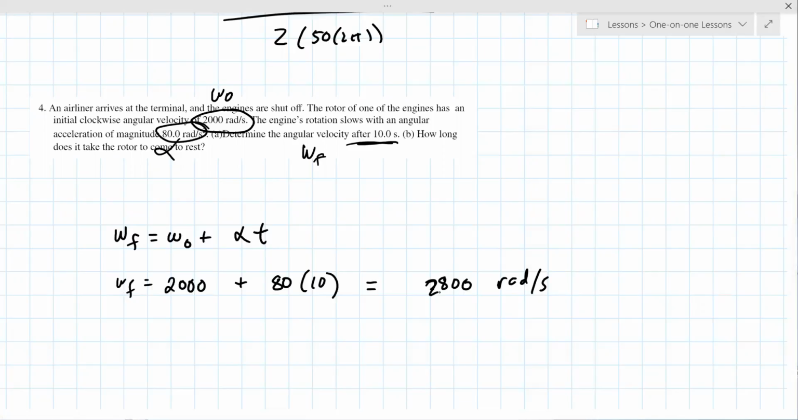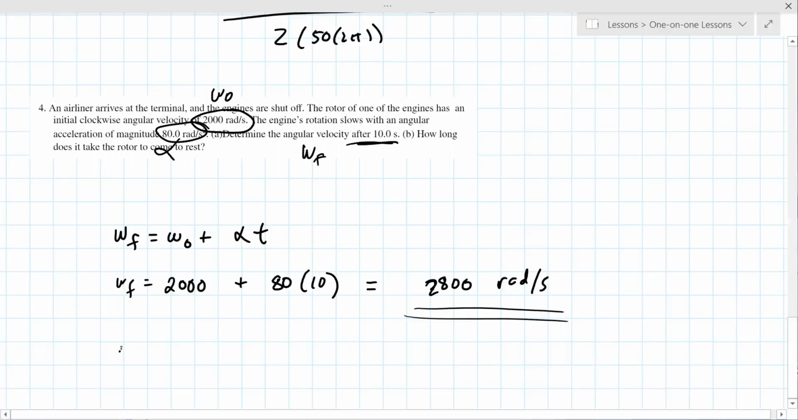Okay, then how long does it take the rotor to come to rest? So it's spinning that fast. I got that. And now, how do we find the time in this case? Yeah, great question, because I'm thinking about that too. The only equation that has time in it is omega final equals omega initial plus alpha t.